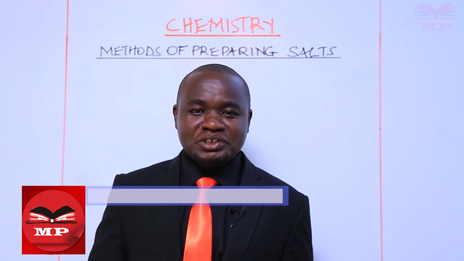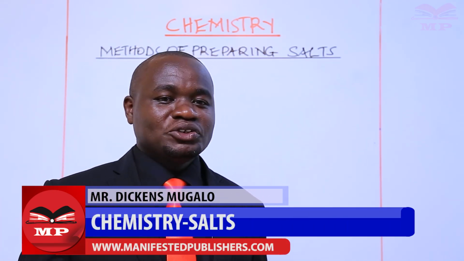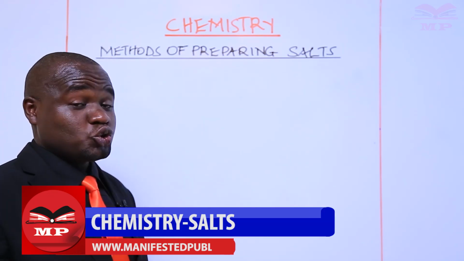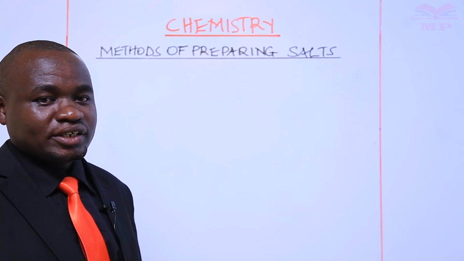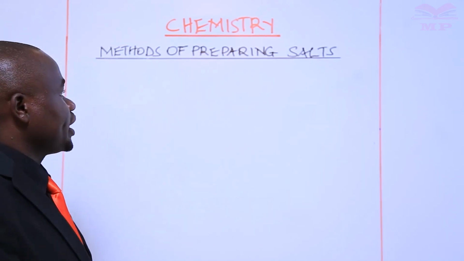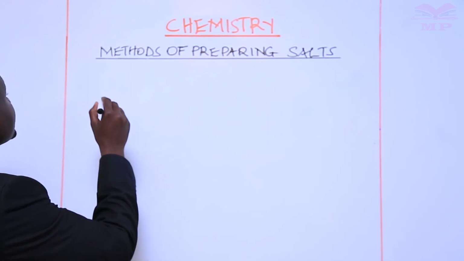Hello learner, my name is Dickens and we are looking at methods of preparing salts, and in today's lesson we are going to look at how to prepare salts by reaction between an acid and a metal oxide. That is what I want us to look at in this lesson.